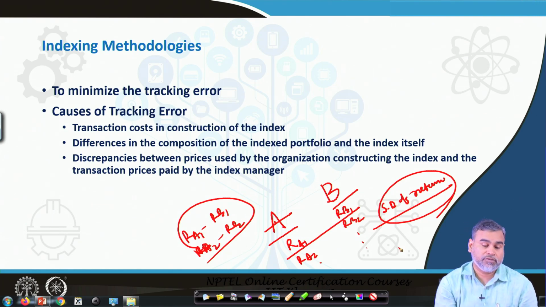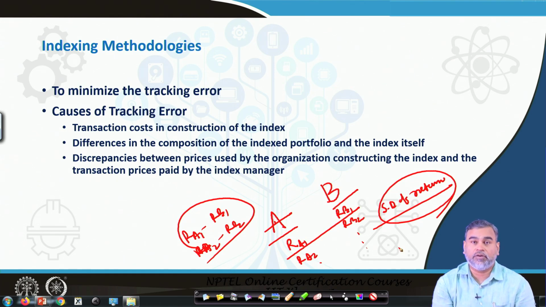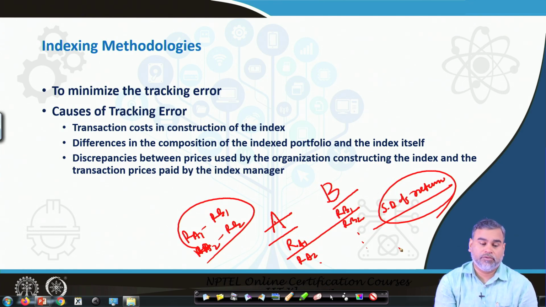First of all, the transaction cost. And the differences in the composition of the index portfolio and the index itself, because some changes may happen in between, and those changes you are not making because you are not doing portfolio rebalancing on a regular basis. Let's say there are 30 stocks in the Sensex; tomorrow those 30 stocks may not be there, or maybe after 2 months one stock has been added and another stock has been deleted. But that is not reflected in your account because you have already invested in those particular stocks which were there before.